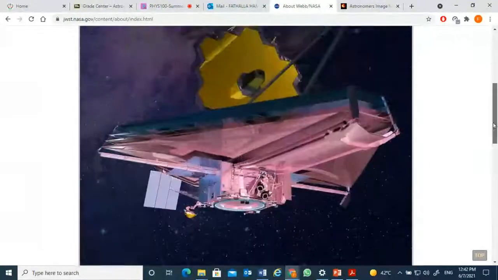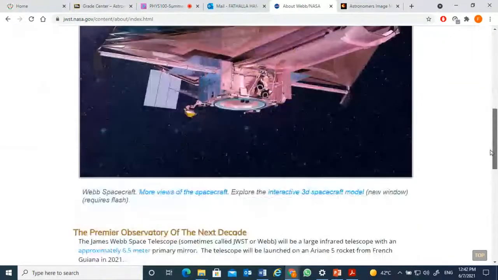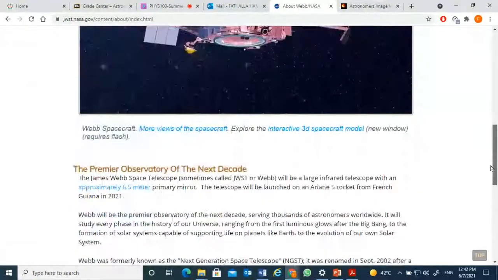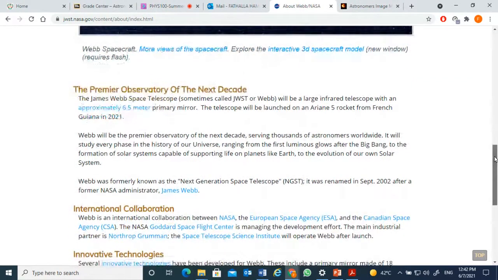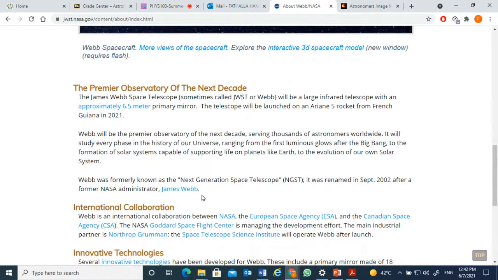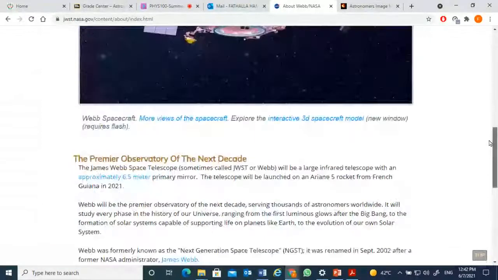This is basically the Webb Space Telescope, or James Webb telescope, and the mirror there is about 6.5 meters inside. It's supposed to be launched from the French Guiana island. Okay. It's basically named after the director or ex-director of NASA, James Webb, and they're working on it.